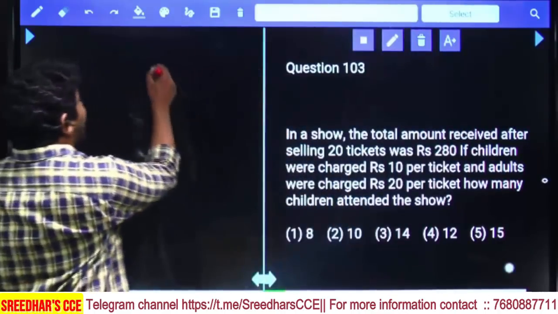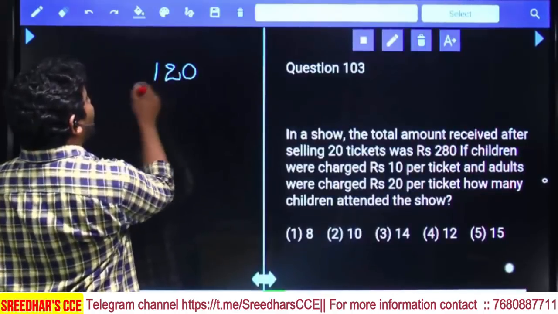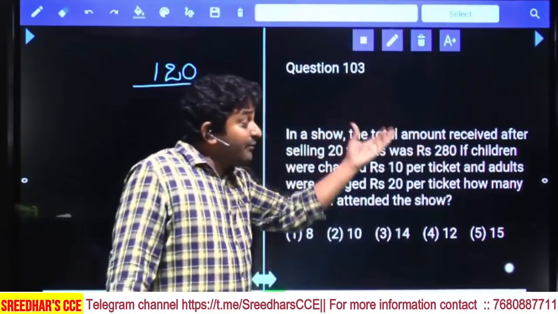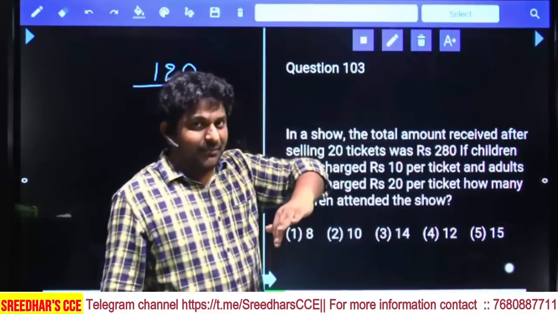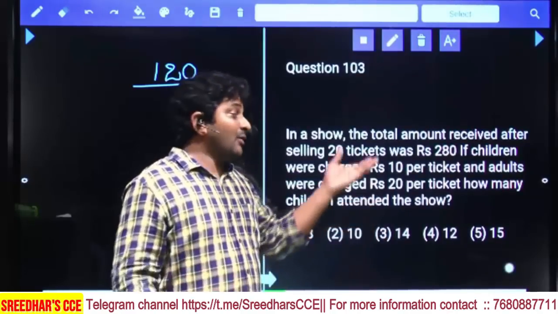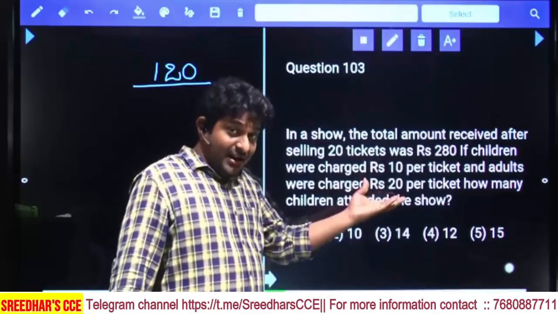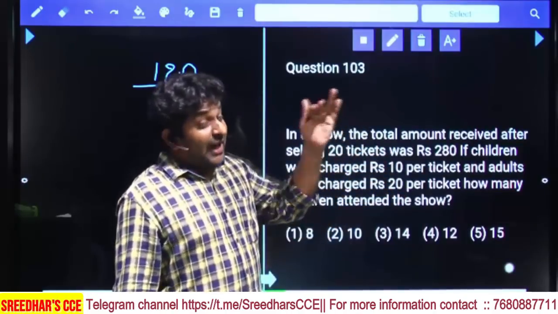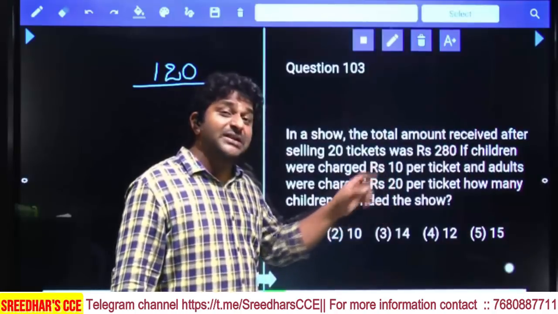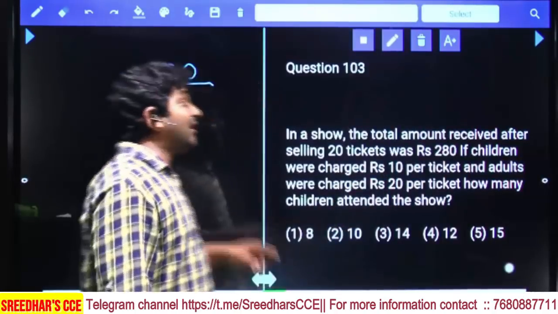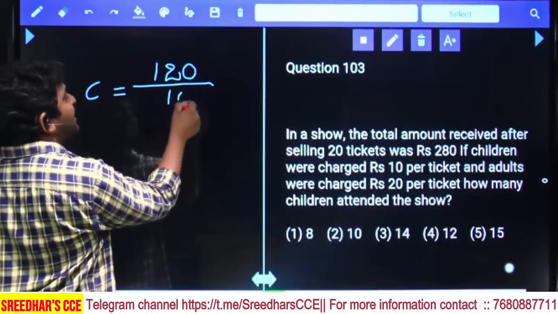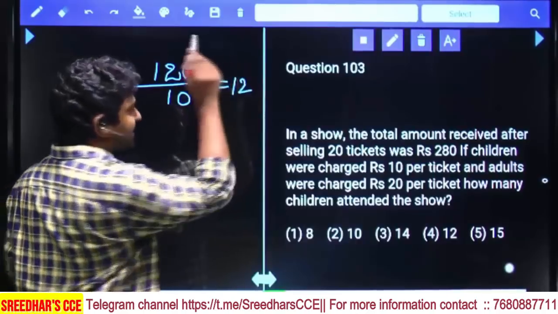How much more did we get? 120 more. What exactly is the reason for getting 120 extra? Because there are already a few children. Now we have converted children to adults. We started by taking that there are no children and all are adults. Meaning whatever existing children are there, they were treated as adults. If one child is treated as one adult, there will be 10 rupees extra we have to charge. Like that, we have 120 extra. So how many children were converted? 120 by 10, that is equal to 12. Direct answer.